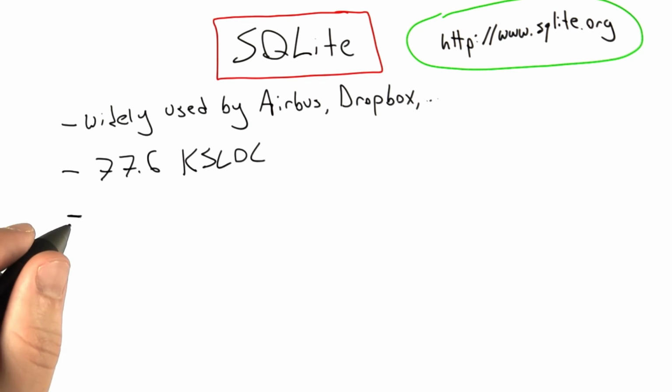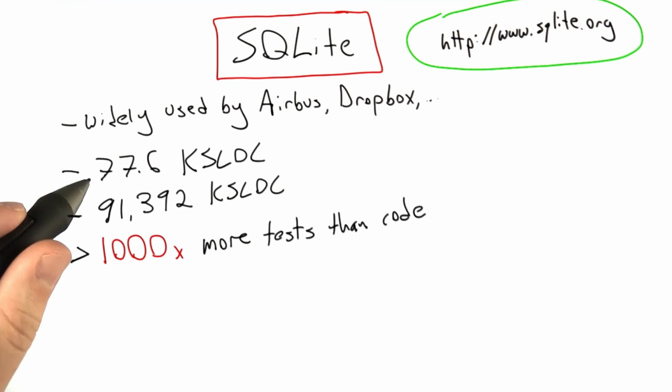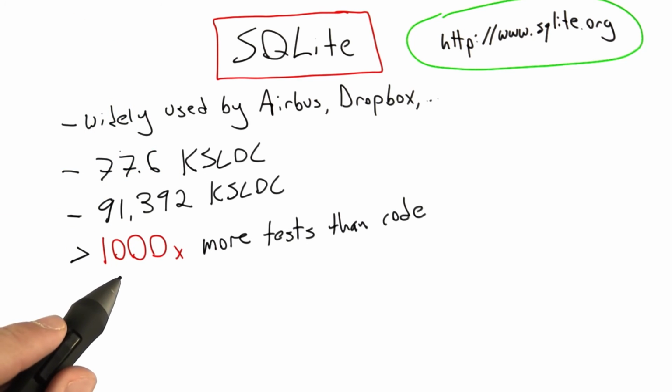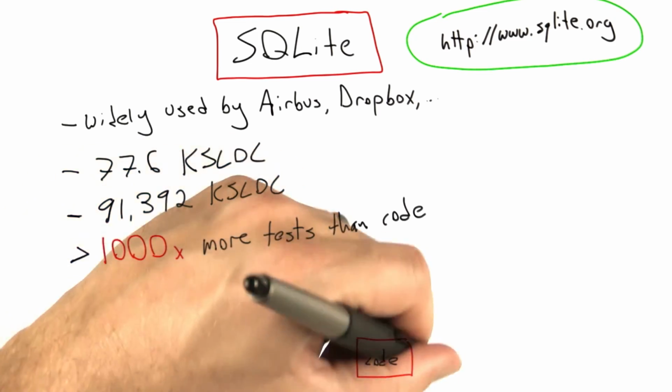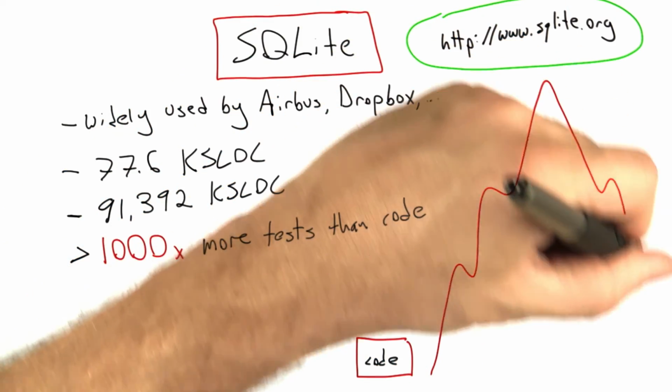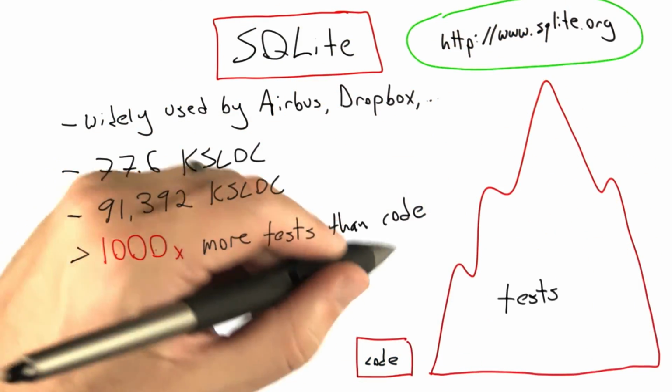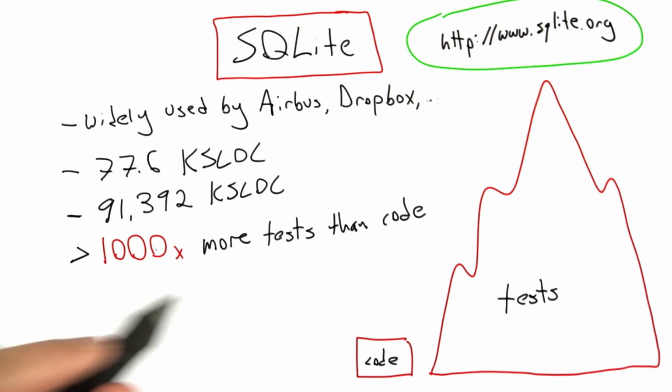Now, on the other hand, the test suite for Sqlite comes out to more than 91 million lines of code. So another way to think about that is there's more than 1,000 times more tests than code. So if we have Sqlite's code over here, it's going to be dwarfed by this gigantic mountain of test code. And so what we might ask is, well, what's in this test code?